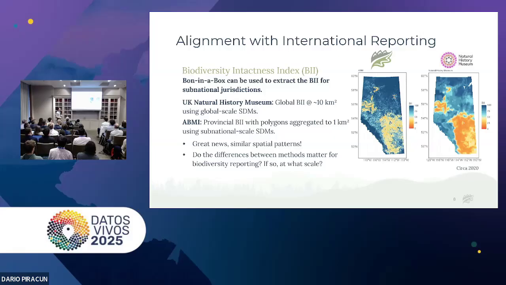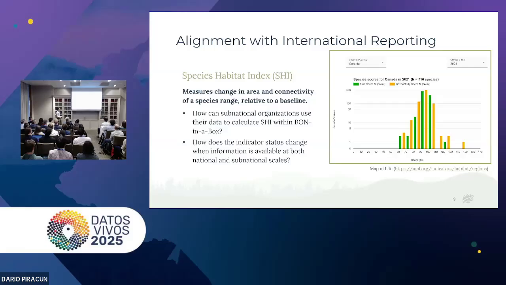And BON in a Box helps facilitate these types of comparisons. And so for future conversations, we can start asking, where do these differences start to matter? So if we're trying to compare countries to countries, the national or the international products are doing a really good job. If we're doing within Alberta sub-regional planning exercises, using a more regionally developed product might be appropriate. But we can get even more into the weeds on these types of comparisons.